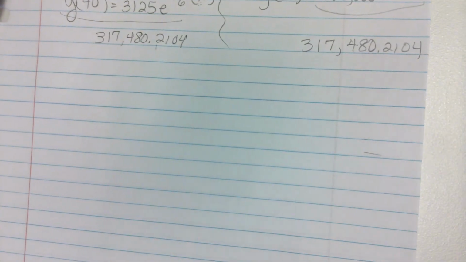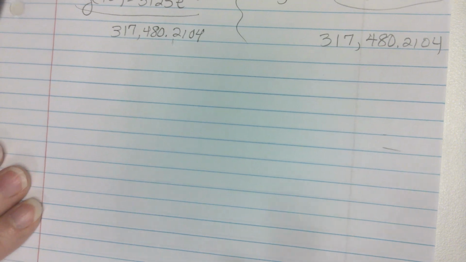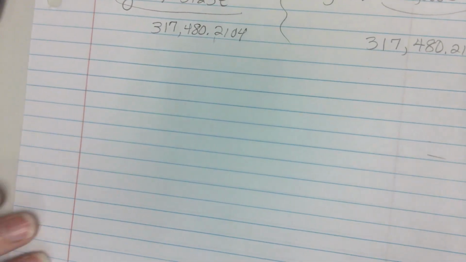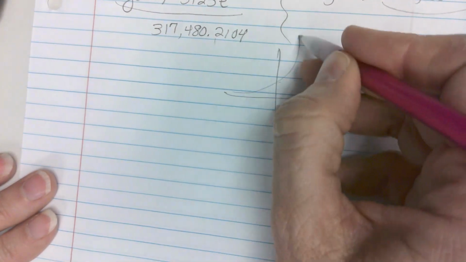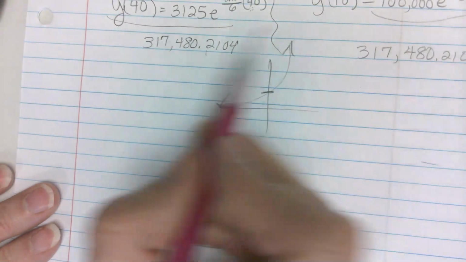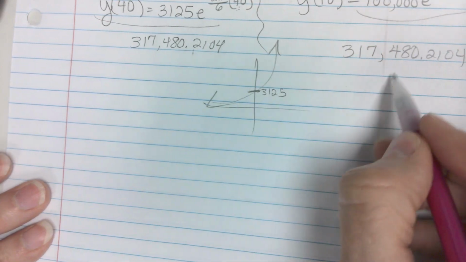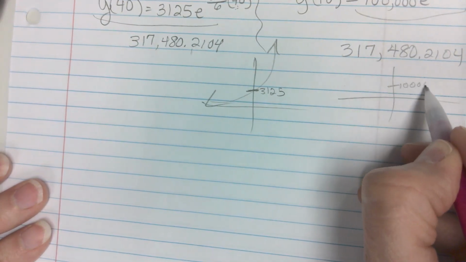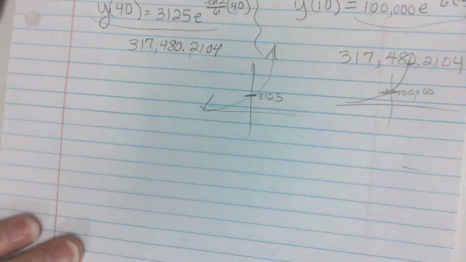All right, part C, sketch a graph. I said no sketches. Makes no difference, doesn't help us in any way, because all exponentials will look like this, won't they? It's just that this one is going to start out at 3,125. Oh, or this one would have started out with what? 100,000.